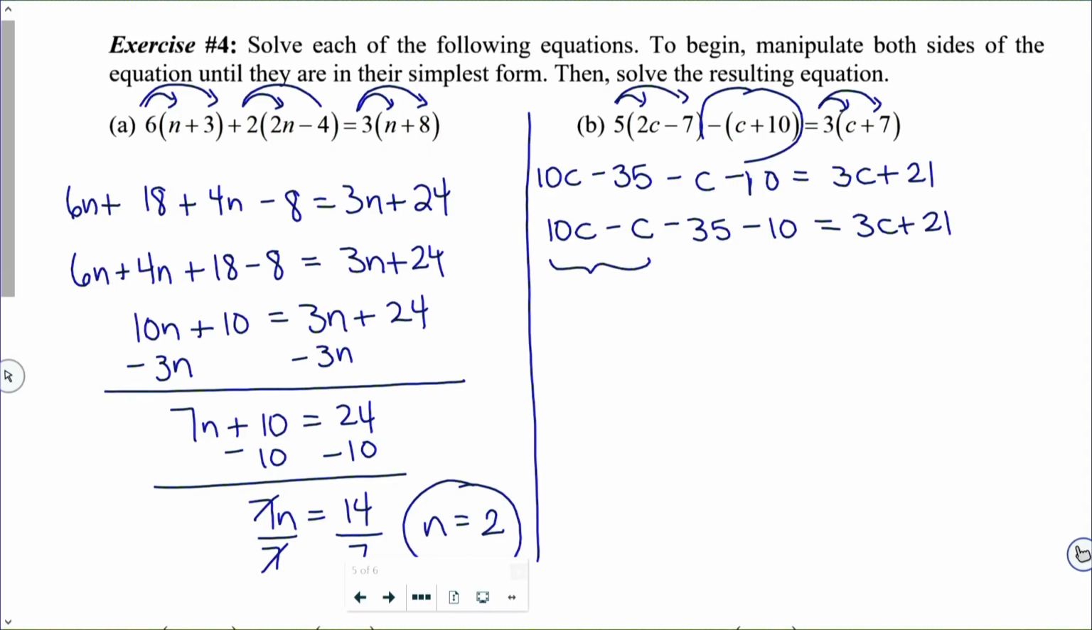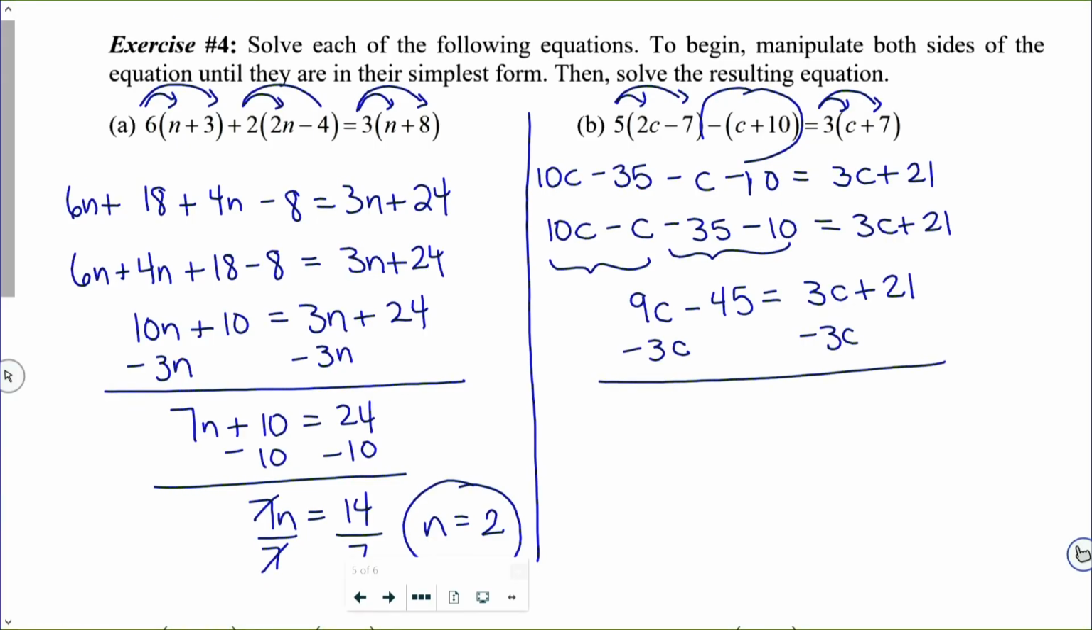10c minus c will be just 9c. We need to watch out here. Negative 35 minus 10 will be negative 45. And now we are ready to use the properties of equality. I'll subtract a 3c from both sides. That'll cancel. I'll get 6c minus 45 is equal to 21.